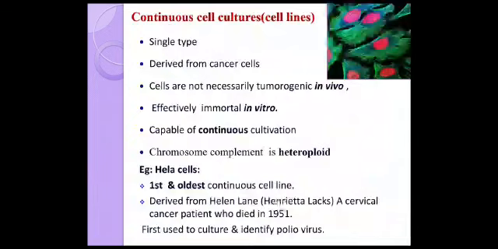Continuous cell lines are usually a single type of cell line, and all these cell lines are derived from cancer cells. They are capable of continuous cultivation, and the chromosome complement is heteroploid. Examples of these are HeLa cell lines. This is probably one of the oldest continuous cell lines, derived from a patient named Henrietta Lacks, who had cervical cancer and who died in 1951.